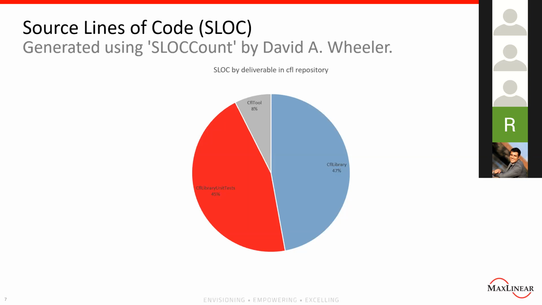As you can see here, the library, which is the blue part, is more or less half of the effort, and the other half goes to writing the unit tests for that library. The smaller section is for the command line tool I mentioned before. This is not a particular case for this library. I've repeated these measurements for other libraries in other projects, and the ratio stays constant. It's about 50-50, the code we write for the library and for the unit tests.